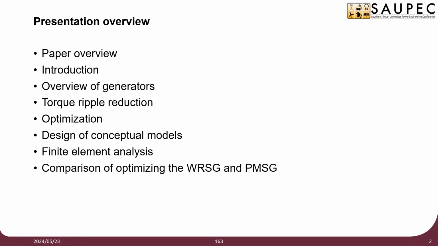The presentation will cover the following: an overview on the paper, an introduction to the problem that was studied, a general overview of generators, the principle of torque ripple reduction and its importance in wind turbines, the optimization process used, as well as the design of the models and how finite element analysis was used on them. This leads to the last part of the presentation, which will be the comparison between the optimized wound rotor synchronous generator, WRSG, and the permanent magnet synchronous generator, PMSG, to determine if the WRSG is a good alternative to the PMSG.